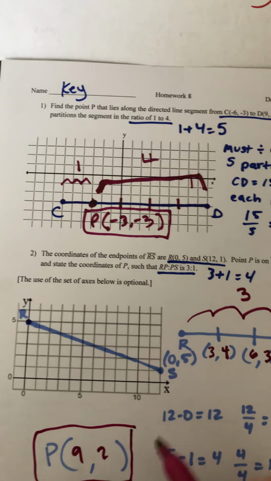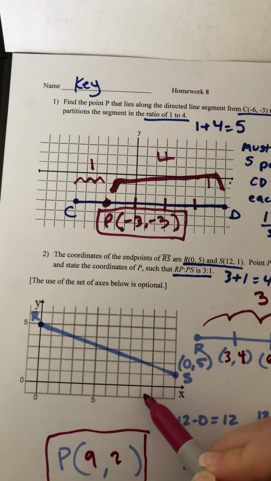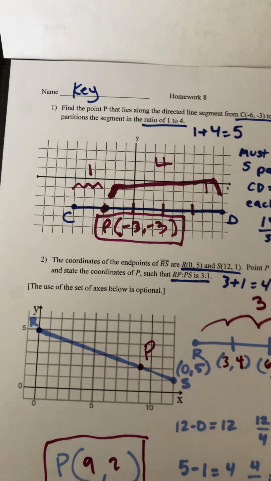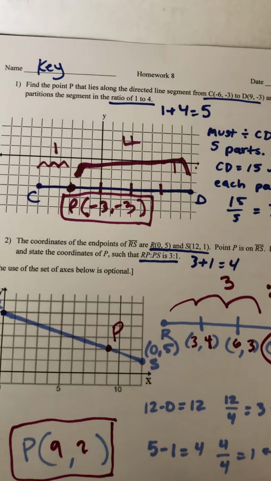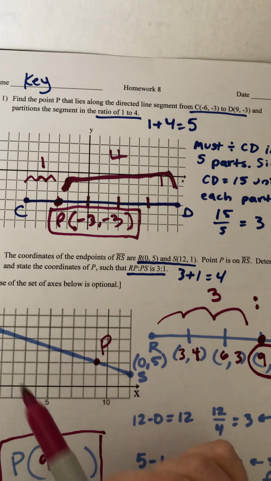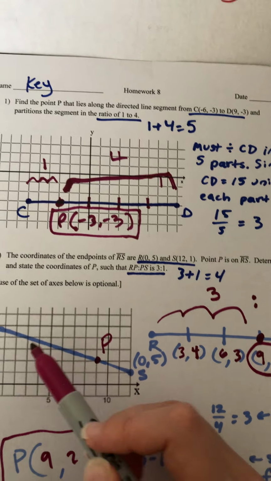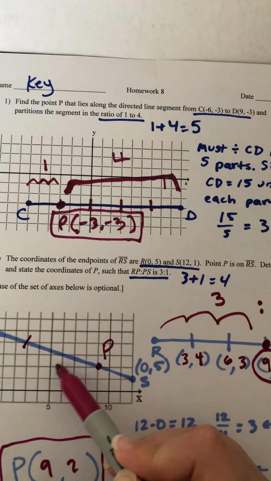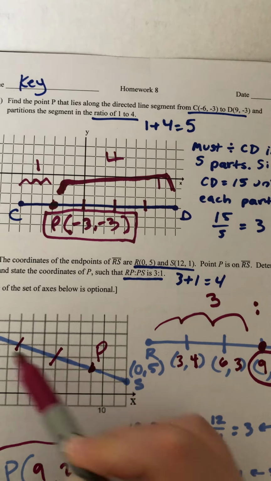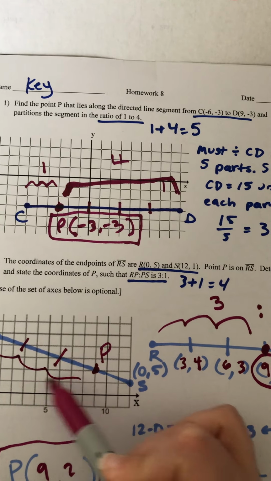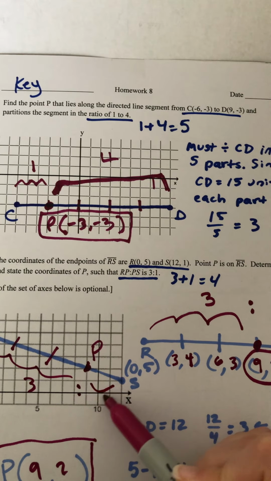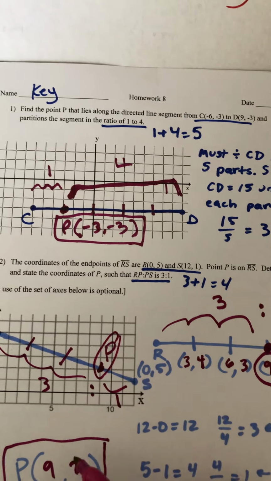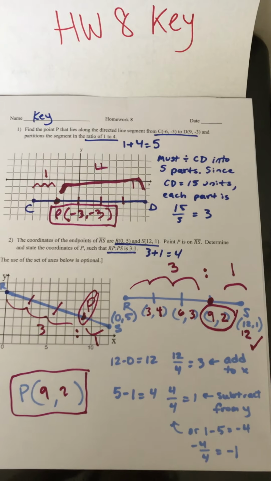Now you might want to check this on the diagram. 9, 2 does fall on the line segment, and you also can kind of check with slope to help you see that it got broken into 3 pieces and 1 piece. Down 1 over 3, down 1 over 3, down 1 over 3, down 1 over 3. 1, 2, 3 compared to 1. Point P is right there, and that's the final answer.